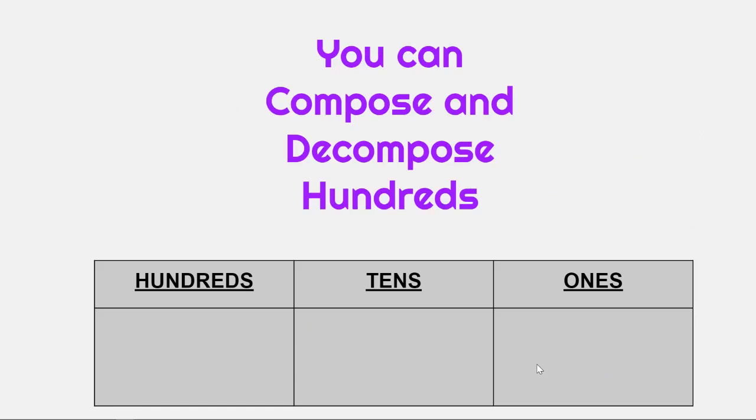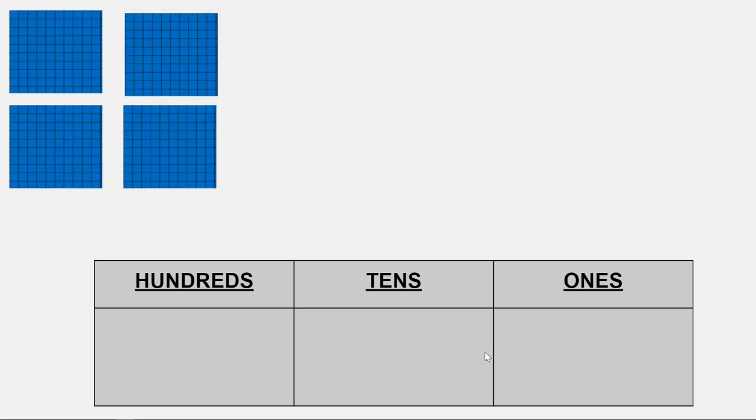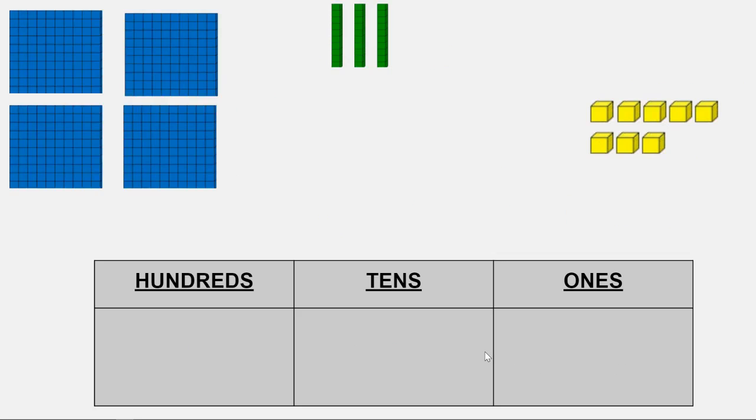Students should also have practiced composing and decomposing hundreds into tens. So let's try a new number. Pull out 4 hundreds, 3 tens, and 8 ones. Let's label it on our place value chart. We have 4 hundreds, 3 tens, and 8 ones. So the value of these blocks is 438.